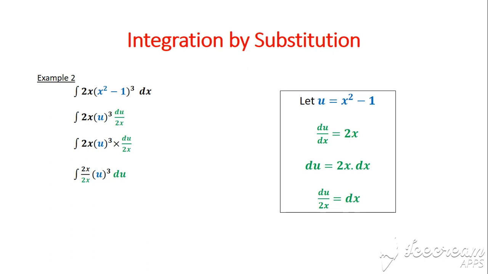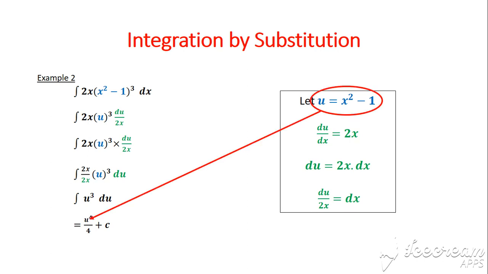Now we're just going to bring the 2x out the front with the 2x, and notice these are going to cancel. And that's going to leave us with u cubed du. So we're going to integrate u cubed with respect to u. So we've replaced all the x's with u's and got it down to a very simple thing to do. So let's add 1 to the power and divide by 4 plus our constant c and go back and replace u with x squared minus 1.